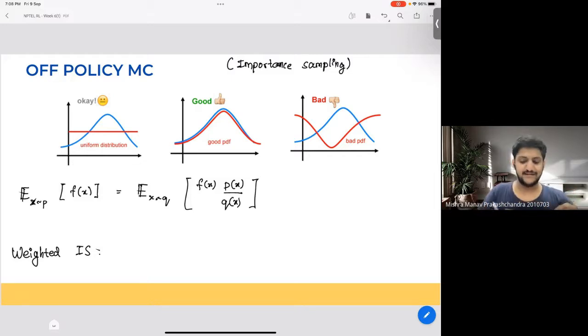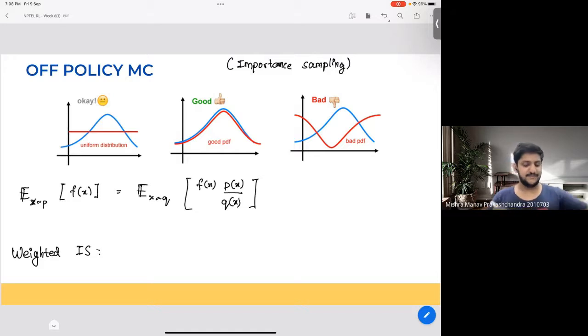The third diagram is obviously a bad initialization. If I take a PDF which is totally in the opposite direction, then the variance would be huge, and it will eventually take me a lot of time with high variance to reach that particular part. So the trick here is to identify a good umbrella distribution, so that if we sample from that distribution, we are guaranteed to converge faster with lesser variance.